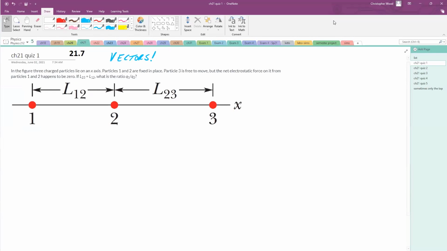We made a list of all of the forces, and this is the page I meant to be on. I was talking to the wrong screen. So again, vectors is new.